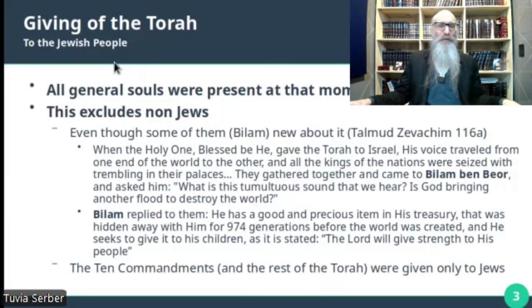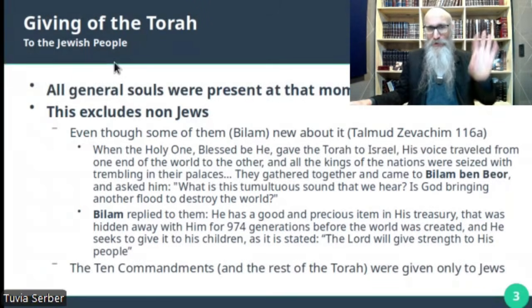Approximately more than 3 million people were standing over there at Mount Sinai, down the mountain, hearing God, seeing whatever they saw, listening to whatever they listened to, and pointing. What about the non-Jews? Nothing. What about the non-Jews? Nothing. Who's talking about non-Jews? Nobody's talking about non-Jews. The whole process of the giving of the Torah was just for Jews.